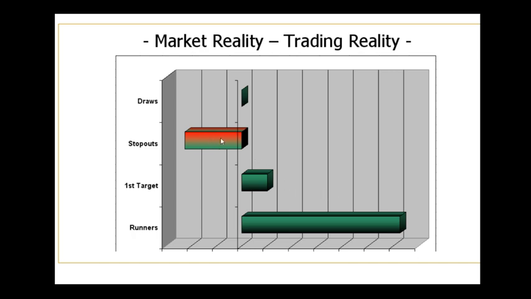You're trying to avoid the full stop outs as much as possible. And we'd like a higher ratio of winners over draws, and we'd like more draws than stop outs. If you can maintain that ratio, you've got a winning system. You're making positive points.